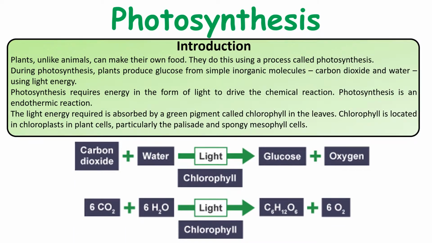So, photosynthesis is the reaction that happens within plants that allows them to convert inorganic carbon dioxide and water into glucose and oxygen. Carbon dioxide comes from the air, the water comes from the ground, the glucose is converted into starch and is stored in the plant, and the oxygen leaves the plant by diffusion.